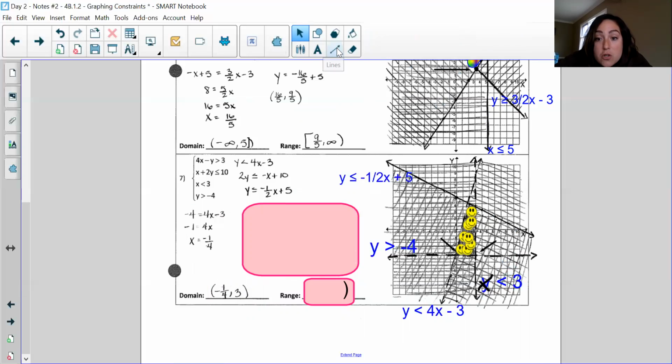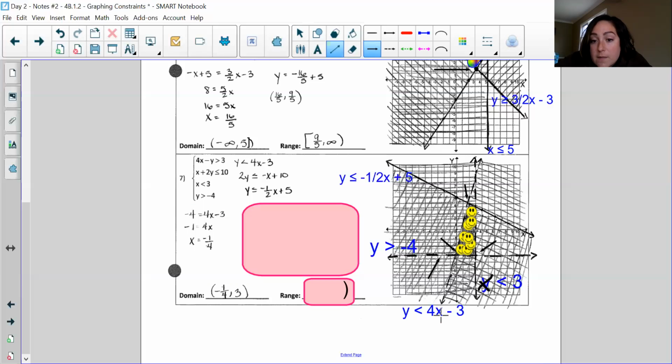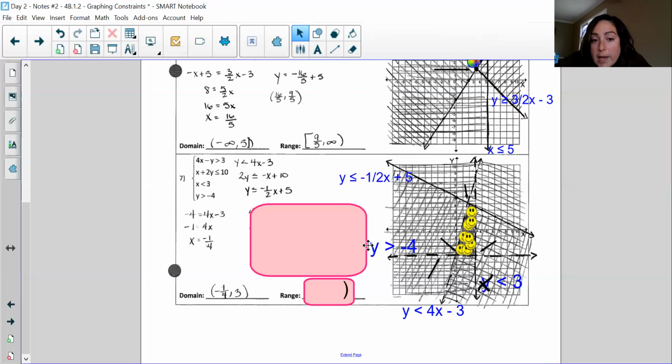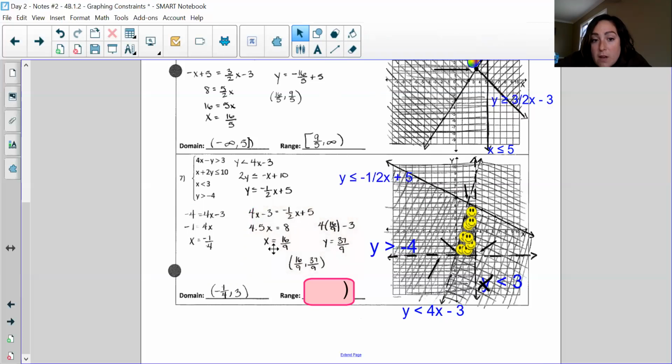And now our range is everything from the smallest y value, which is right here at negative 4, to the largest y value, which is the intersection right there between the lines y is less than 4x minus 3 and y is less than or equal to negative 1/2 x plus 5. So I need to set those two equations equal to each other. I solve for x, but I'm looking for the range, so we substitute that back in to find y. So that intersection point is 16/9, 37/9.